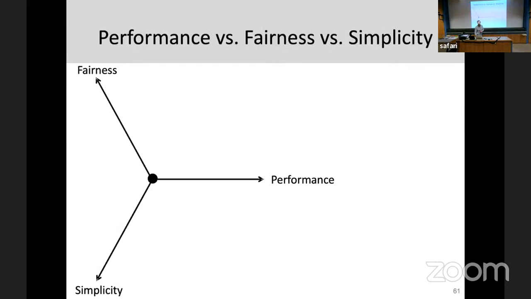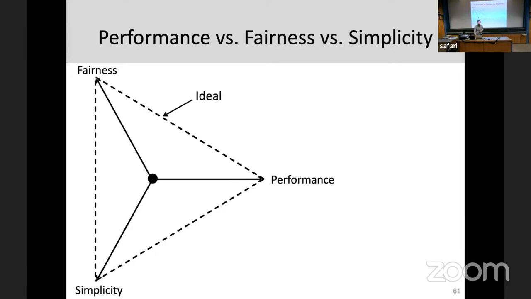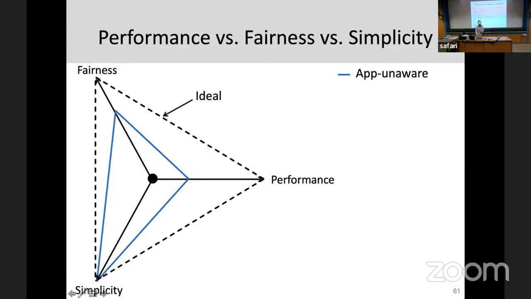Now let's take a look at these three dimensions. Ideally, we should have more dimensions, but even three dimensions is not easy to think about. There's another reason why we should think about machine learning, I think, going forward in these issues. Ideally, we would like to achieve all of these: high fairness, high simplicity, high performance. As you go out along the arrows, you go to higher values of each metric. FR-FCFS is kind of here. These are real results, but I removed the numbers. FR-FCFS is application unaware. It's very simple, but it has poor fairness and poor performance.